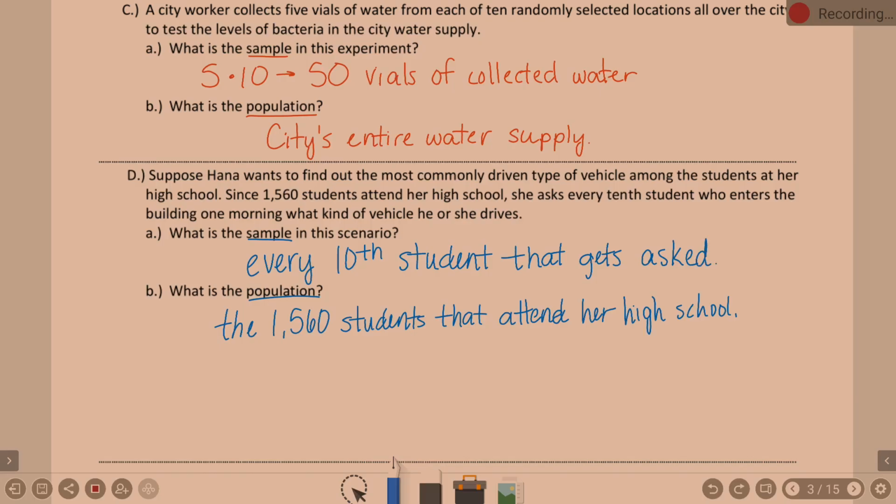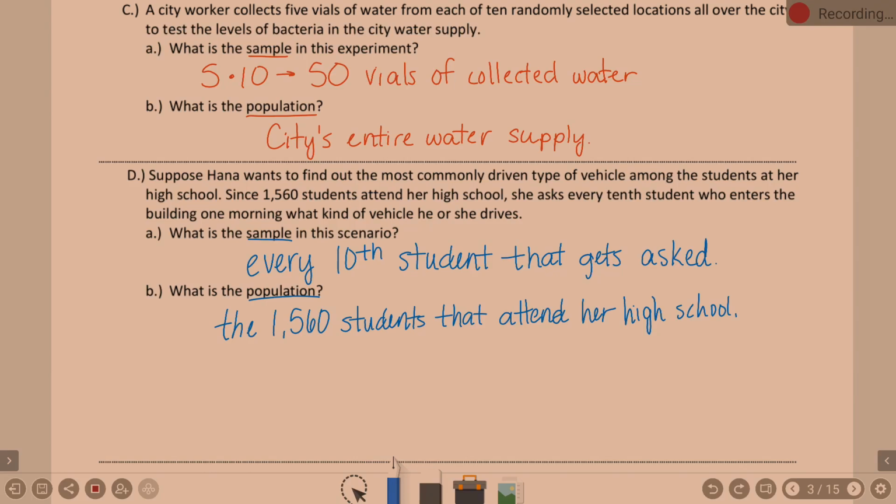Okay. So you're getting the idea about the difference between population and sample, right? Population being the big picture: what group are we trying to gain information about? Sample being the smaller group of that big population that you're surveying to gain the information. Okay?